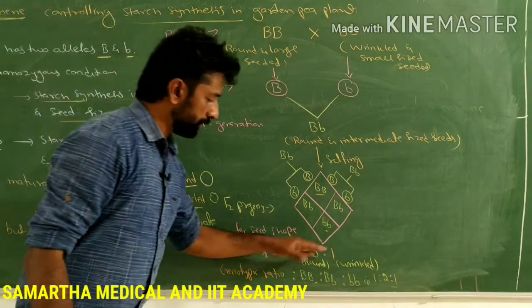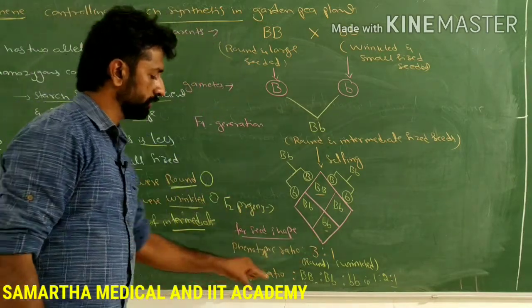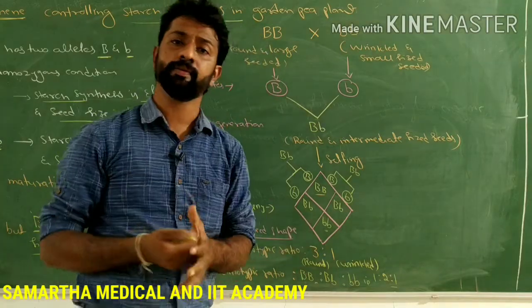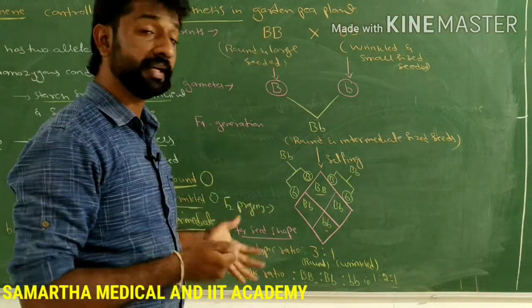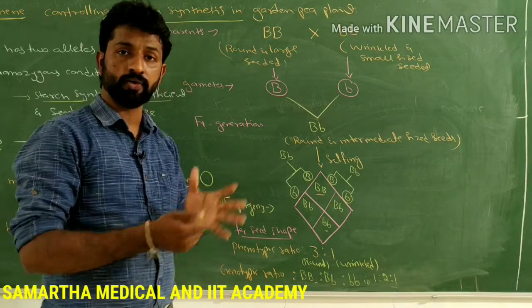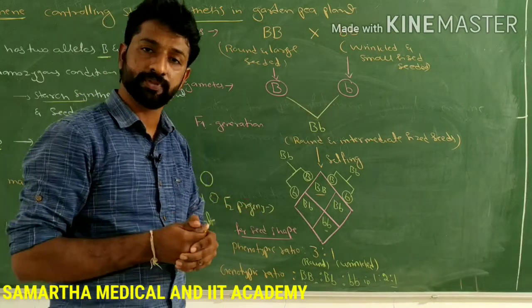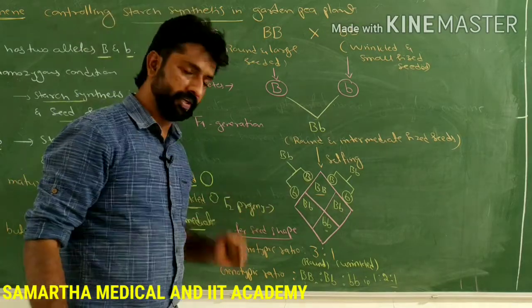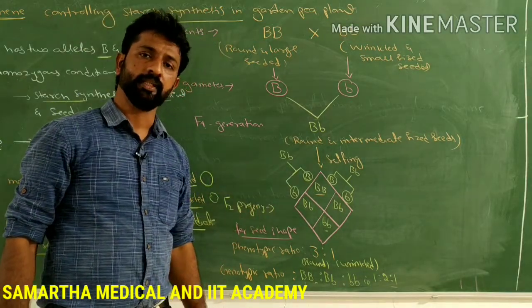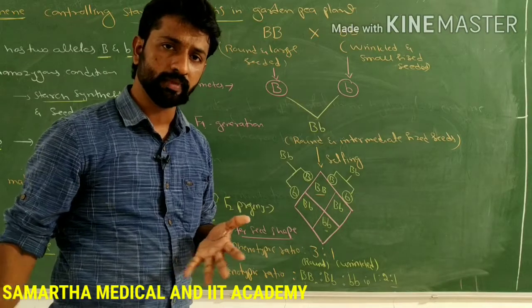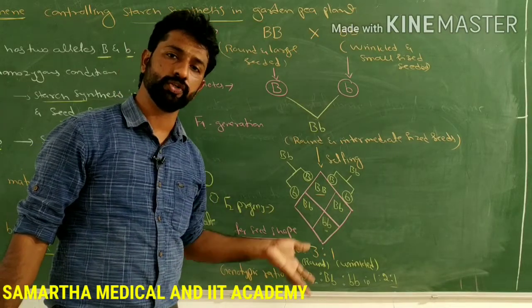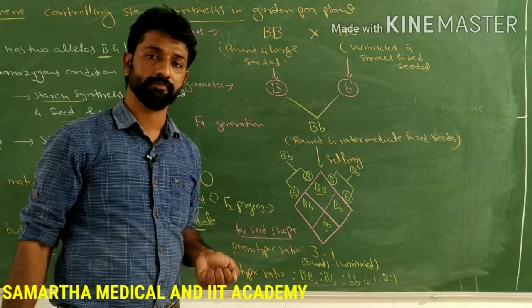So, phenotypic ratio is 3:1. Genotypic ratio is 1:2:1. It is the same as that of Mendelian principles. Where is the exception in this? We have considered this one as an example of exception to the Mendelian principles, right? Is there any deviation from the Mendelian principles? In Mendelian experiments also, phenotypic ratio was 3:1 and genotypic ratio was 1:2:1. It is also the same here, right?